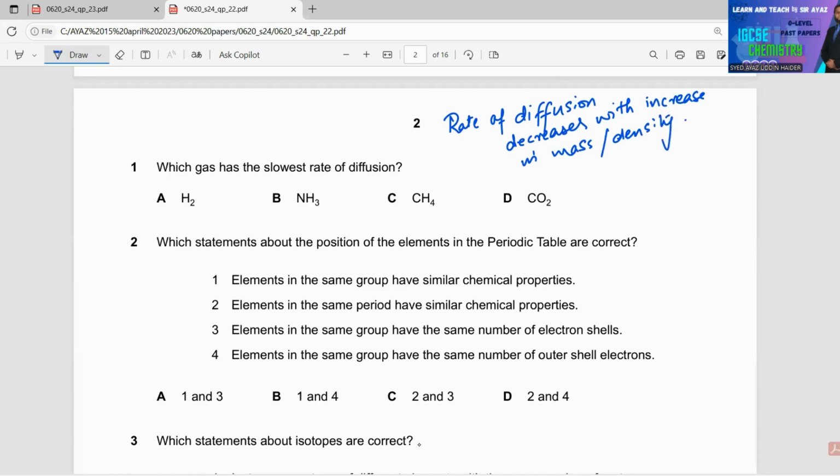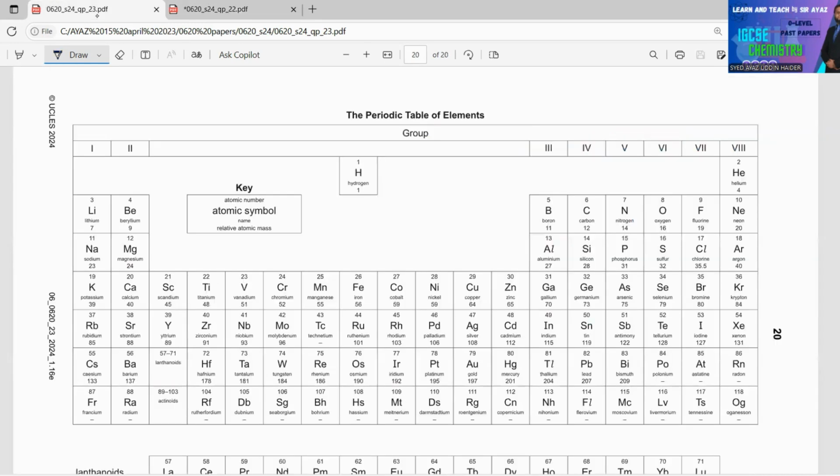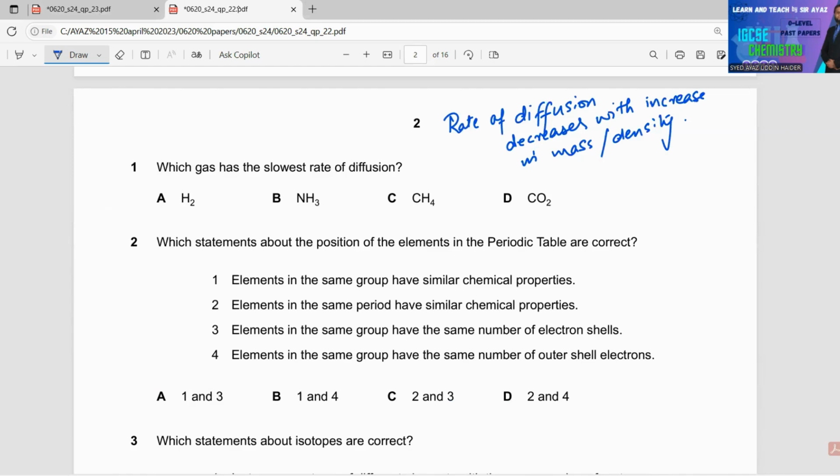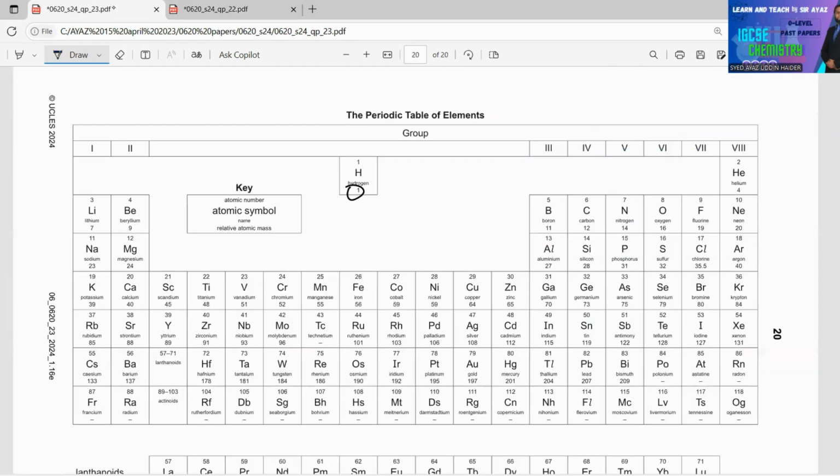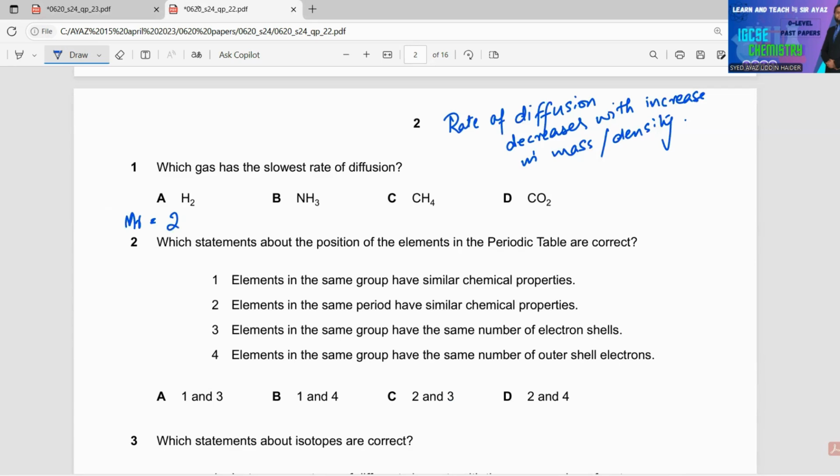So I will work out the MR of these, so we'll be able to know which one has the slowest rate of diffusion. For hydrogen, this is the periodic table. If you look at hydrogen, it's here. AR is 1 for hydrogen. So 1 multiplied by 2, MR for hydrogen is 2. What about ammonia, NH3? Nitrogen is here in group 5, 14 is the AR. We have 1 atom of nitrogen, so 14 plus 3 atoms of hydrogen, 3 multiplied by 1, it becomes 17.